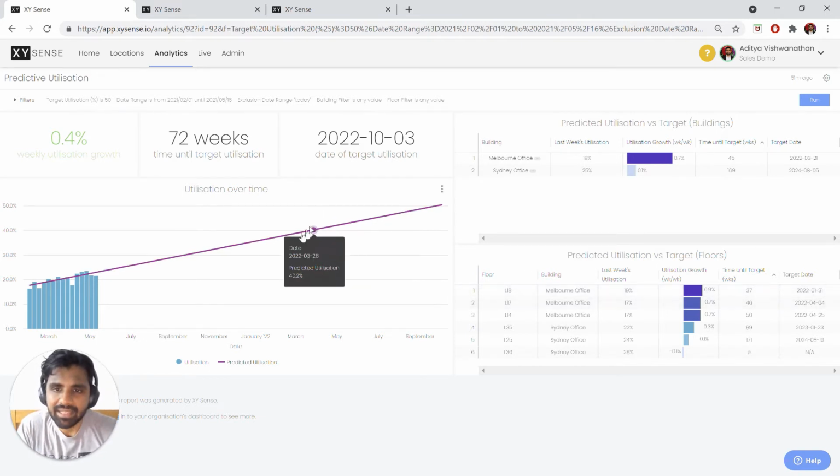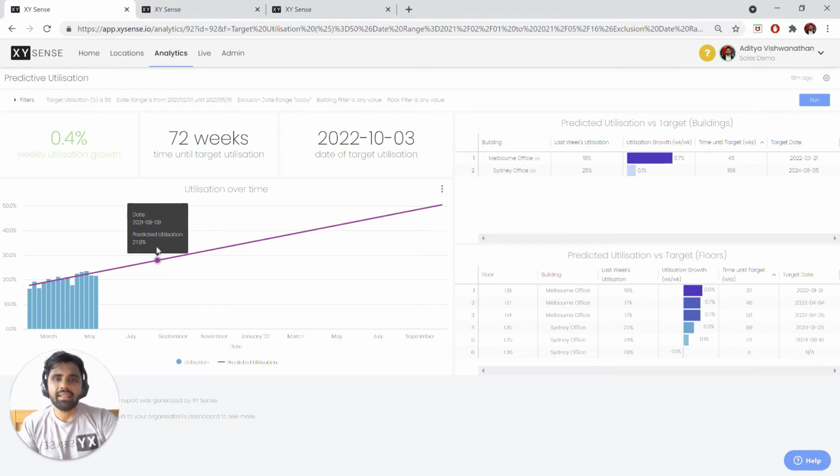So that leads me to this example here, where you can see that a company has two offices, one in Melbourne and one in Sydney, and each of those offices has 3 floors. And this company has set a countrywide policy to target a 50% utilization rate within their offices and for their portfolio by the end of Q1 2022. And as you can see, for the entire portfolio, this company actually looks like it's going to miss that target.